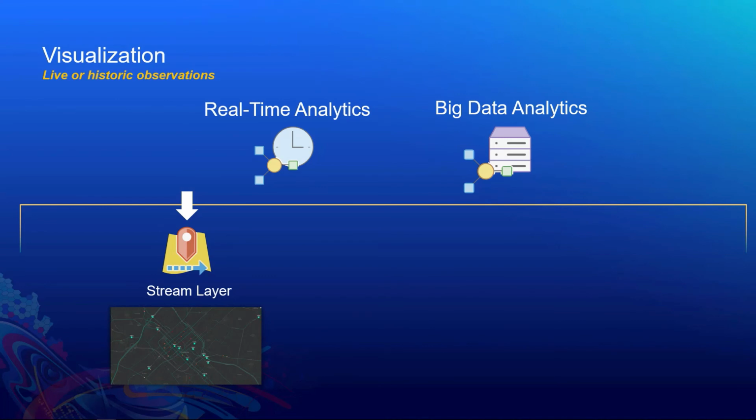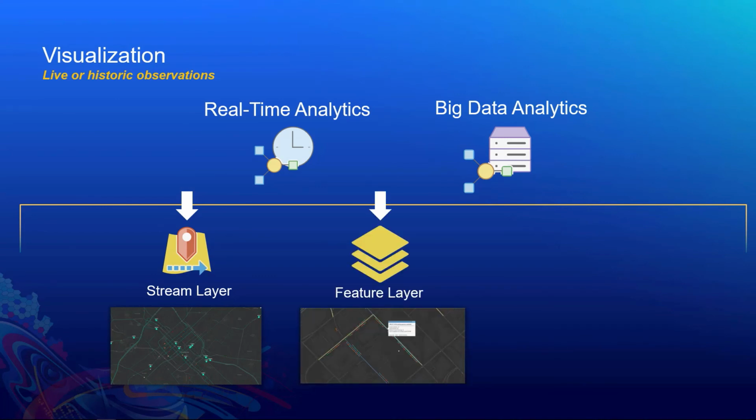Feature layers visualize data once it's been stored, and of course they're the most common layer used in ArcGIS. To visualize data from a feature layer in near real time, you can set a refresh interval. And that means that the layer requeries information from the data store every few seconds.